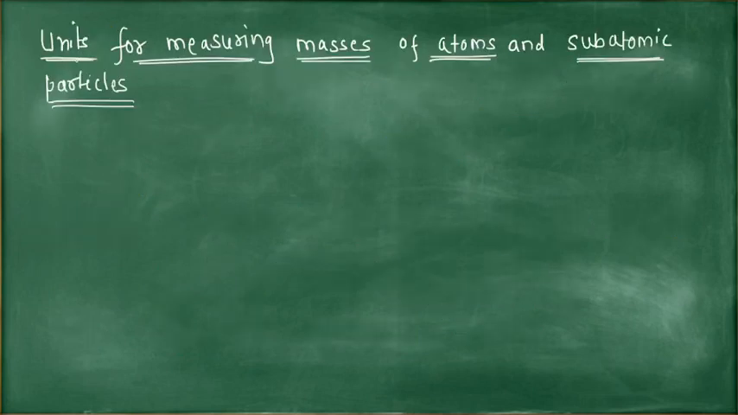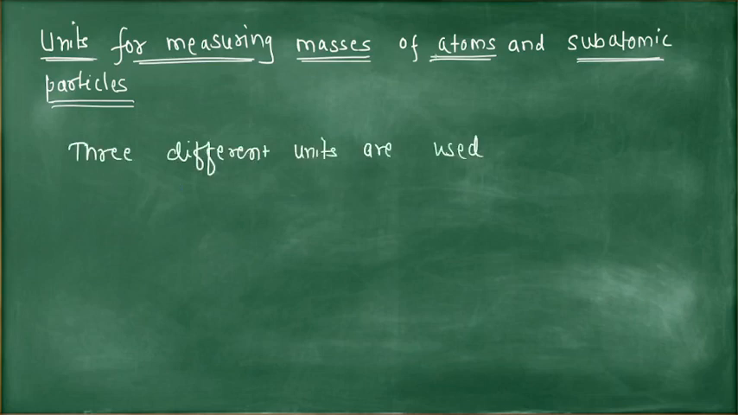Now the next article: units for measuring masses of atoms and subatomic particles. Units of masses. We know the different units of mass, and generally we know that the SI unit of mass is kilogram. But for atoms, you can give the mass in 3 different units. So there are 3 different units which are used for masses of atoms and subatomic particles.